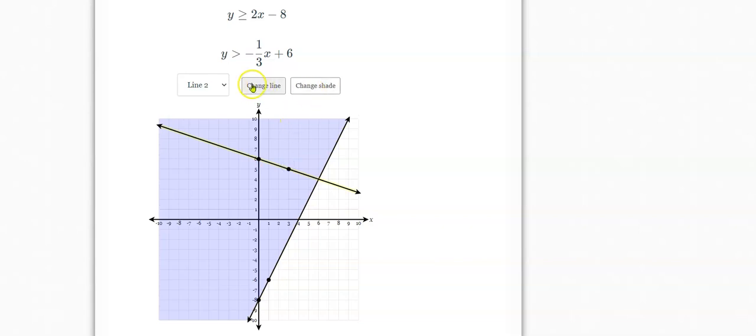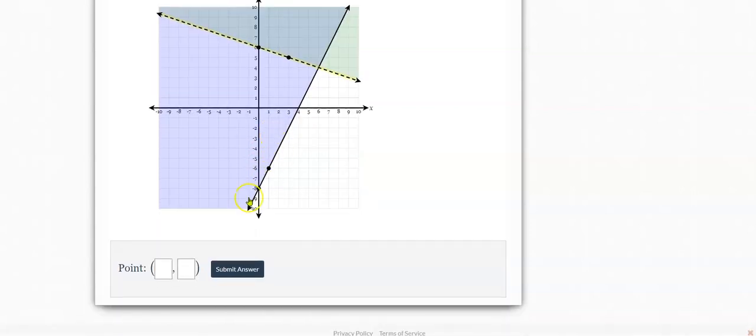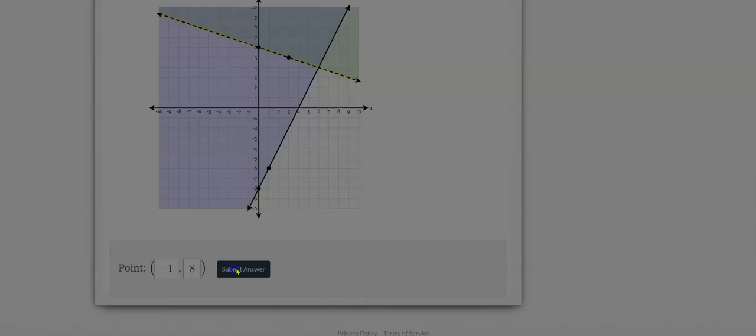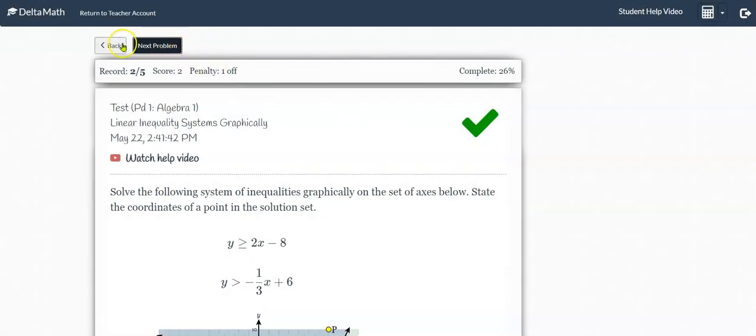This one needs a dotted line and a shading above. So click it twice and pick a point in this double shaded region. I'm going to pick the point -1, 8. -1, 8.